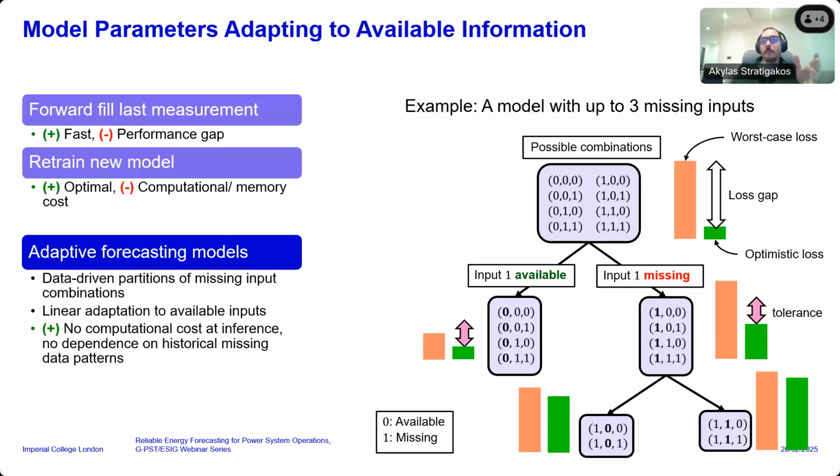So we begin by finding the whole space of possible combinations of missing inputs. And here we estimate an optimistic and a pessimistic worst case set of parameters. And this provides 2, let's say, loss bounds. And from these loss bounds we can also retrieve a loss gap. So the optimistic parameter. The optimistic case is that all the features will be available.